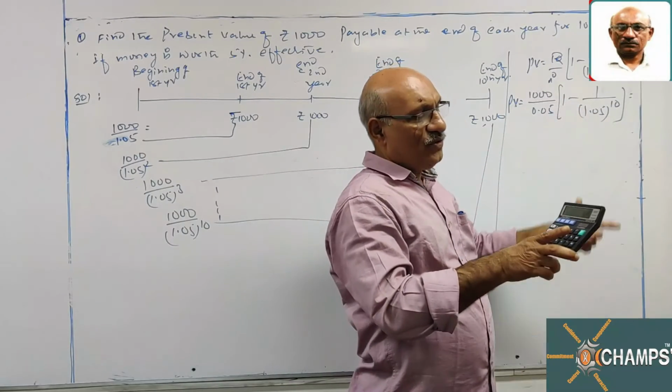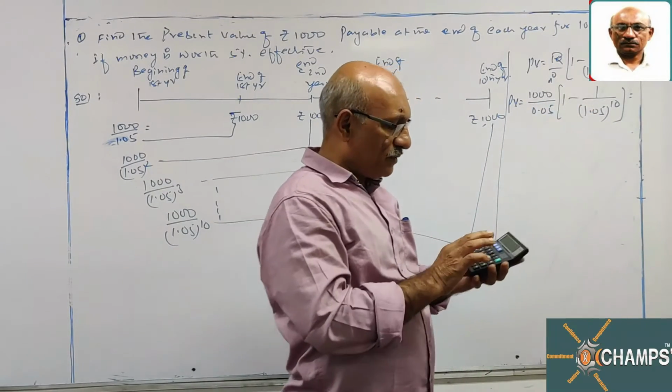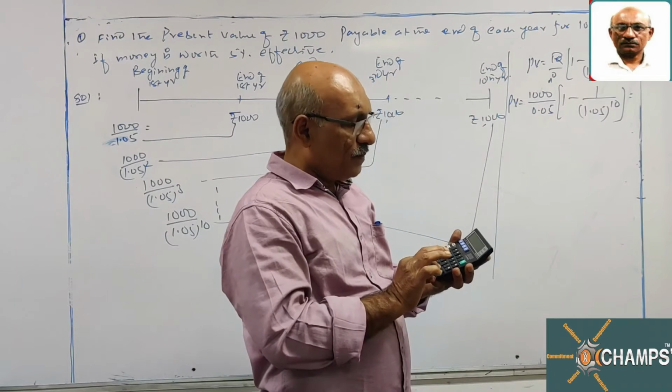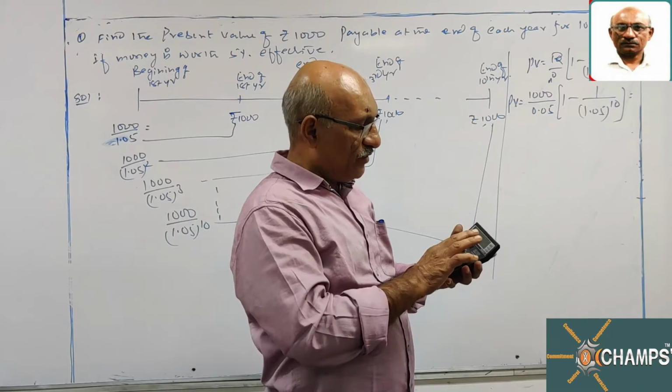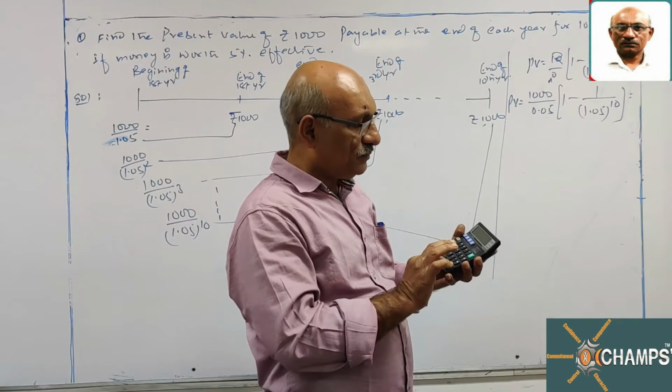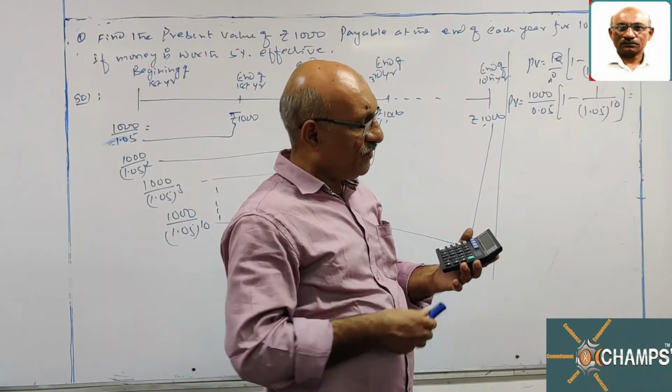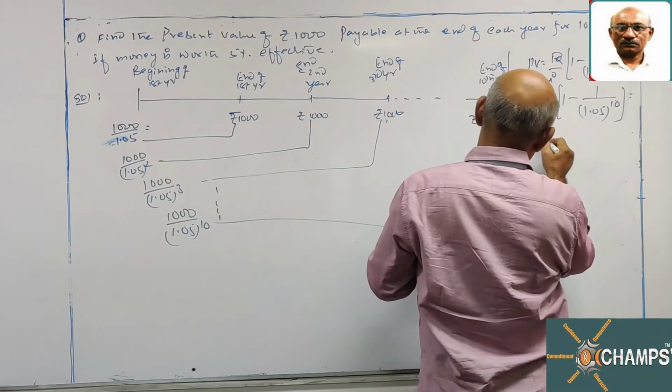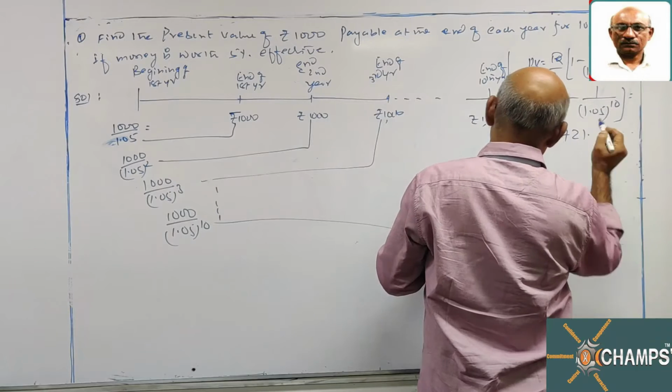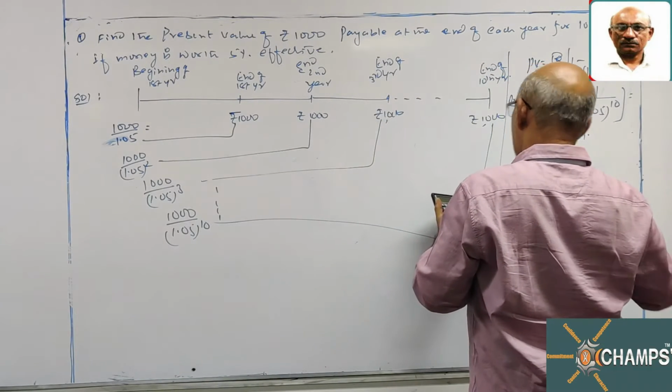Now this whole value is simplified. Into 1000 is equal to, and it is divided by 0.05. The answer is 7721.73.